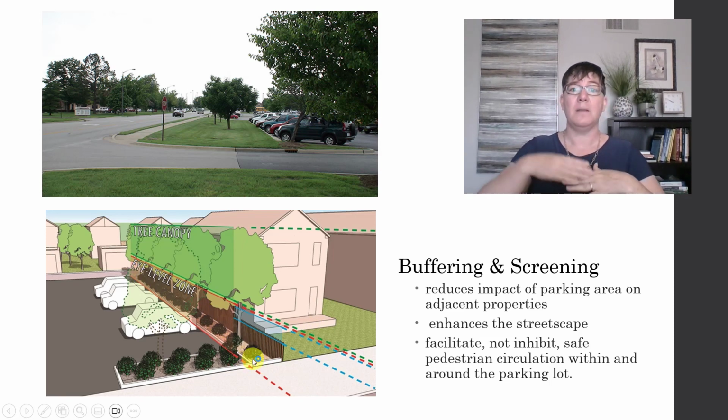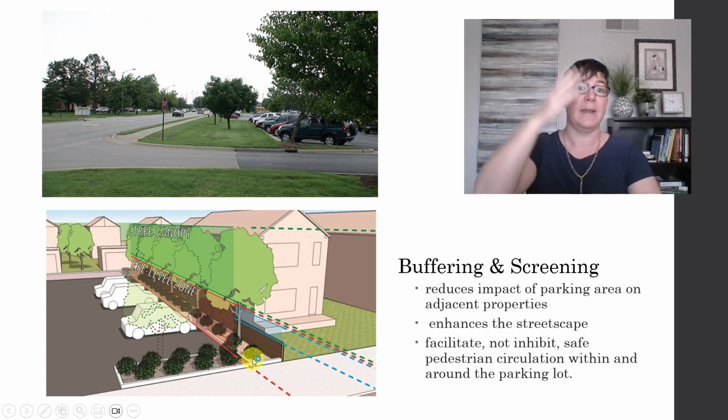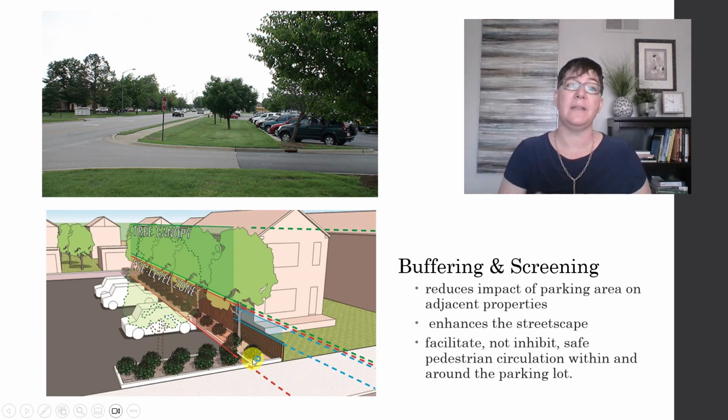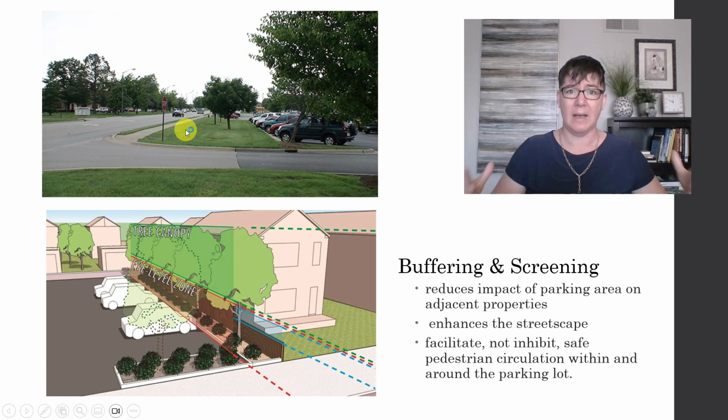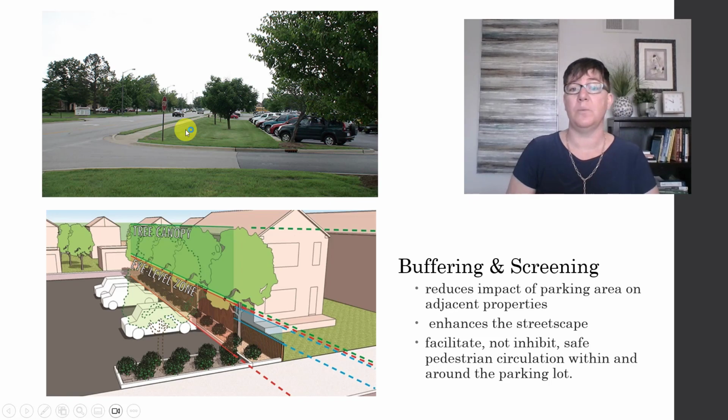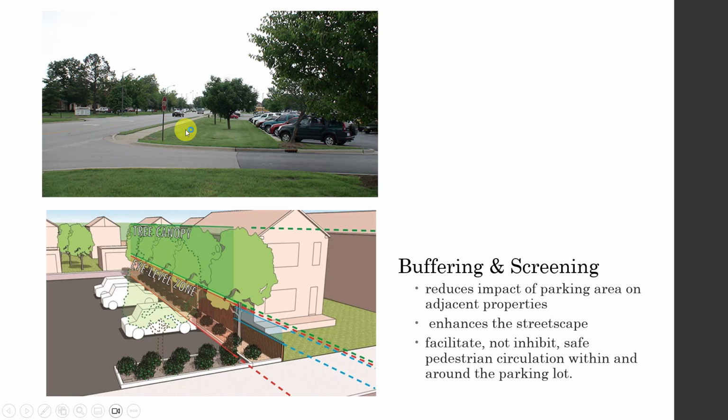And so you can see that screen landscaping is all about that eye level zone and blocking or screening the view of the parking area and the cars. The buffer is just about the space and giving some elbow room between the cars and whatever other use there is.